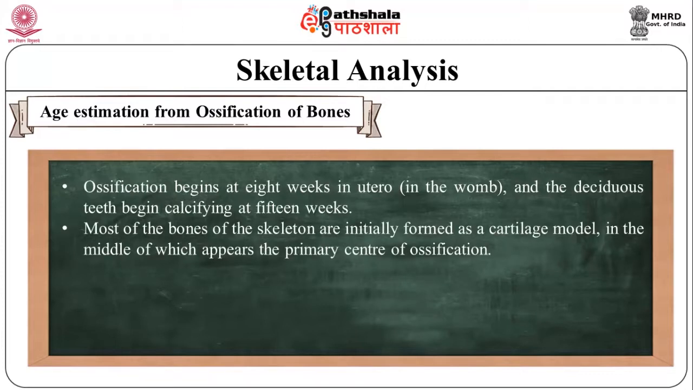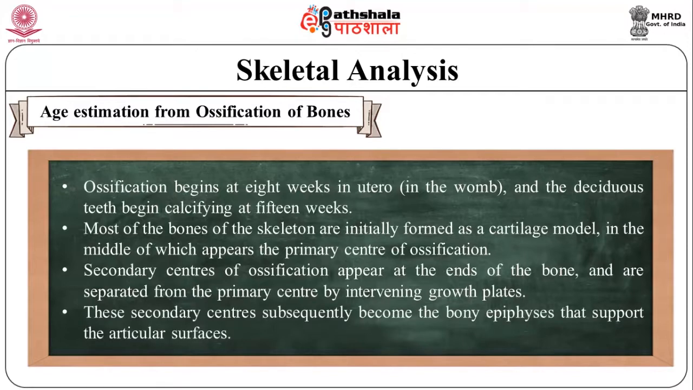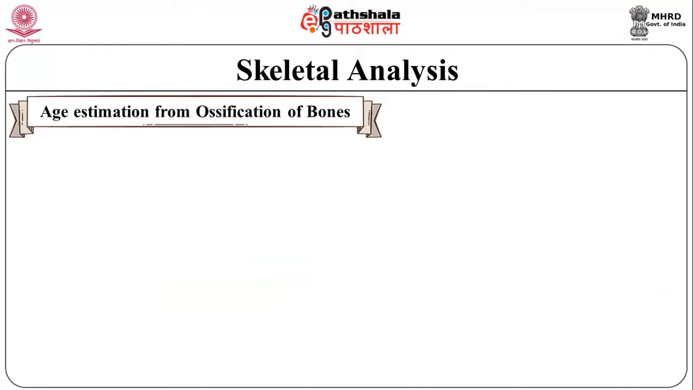Most of the bones of the skeleton are initially formed as a cartilage model, in the middle of which appears the primary center of ossification. Secondary centers of ossification appear at the ends of the bones and are separated from the primary center by an intervening growth plate. These secondary centers subsequently become the bony epiphysis that supports the articular surfaces.